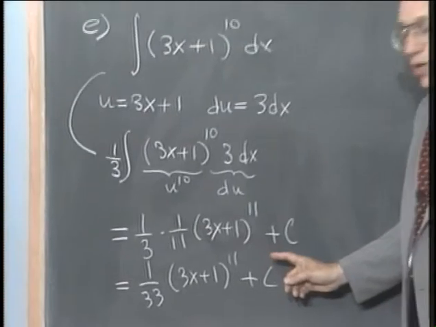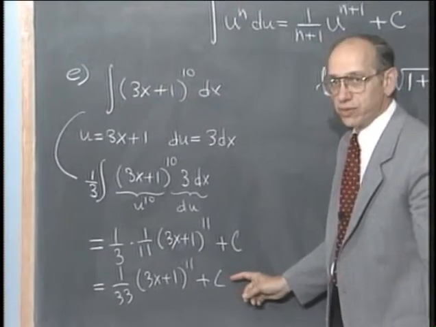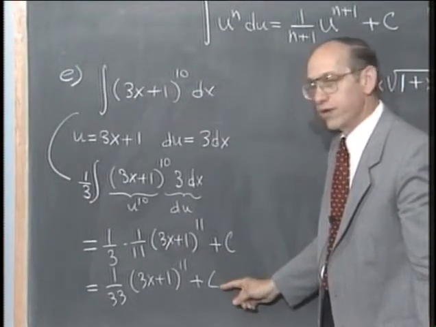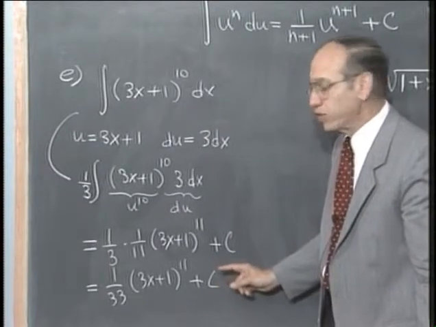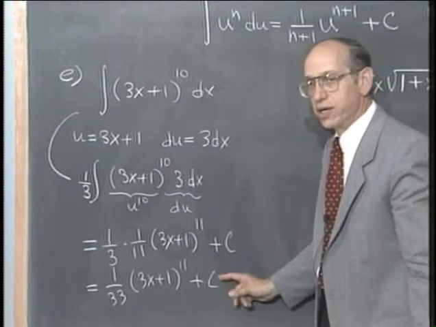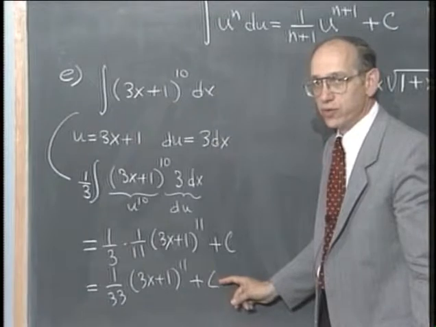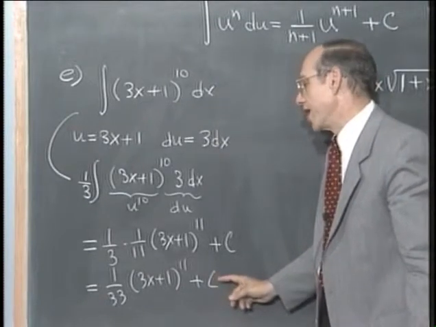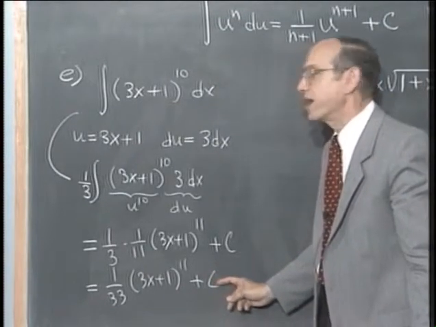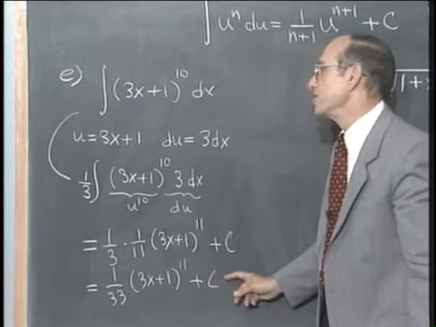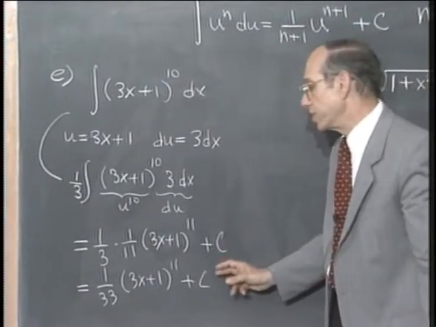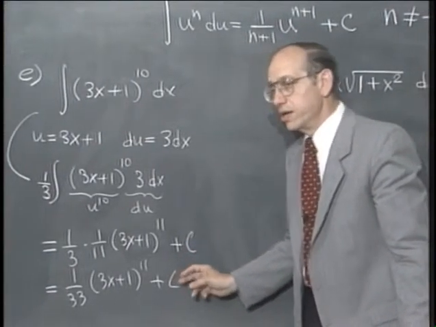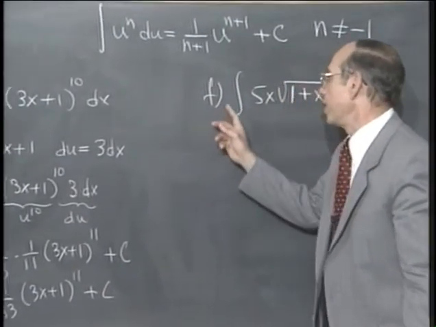Of course, if you really want to, you can check that answer by taking the derivative of this result. Remember, we did an antiderivative, and you should really take the derivative at least the first few times and make sure that when you take the derivative, you get back the original function, in this case, 3x plus 1 to the 10th. All right? Let's move over to part F.